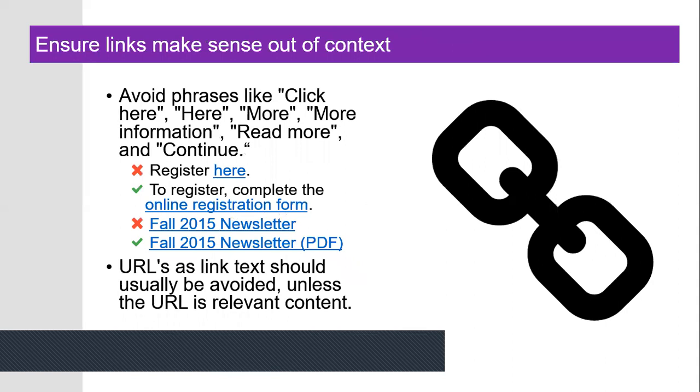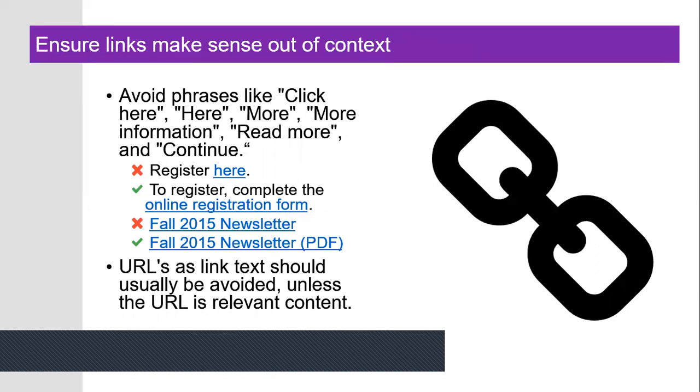Another basic principle of web accessibility is ensuring links make sense out of context. You want to avoid phrases like "click here," "read more," and "more" as link text. And this is important because of the way that screen reader users often navigate the web.